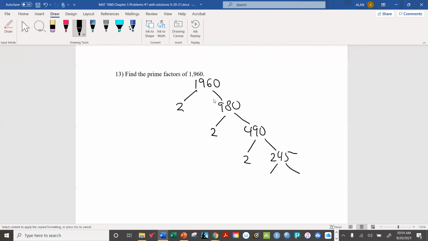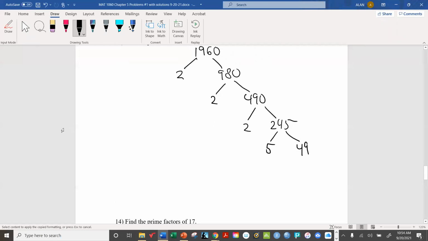245, what goes into 245? I have a feeling that 9, let me try 9. No. Five. What am I doing? 5. Of course, 5. It ends with a 5. It has to have 5. There we go. Now we're getting somewhere because clearly 49 is a perfect square. And therefore this is 7 and 7. Now these are all prime numbers.